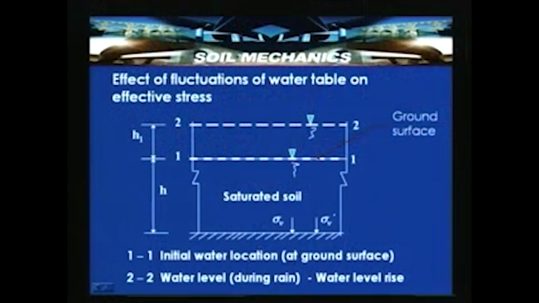So, let us consider a saturated soil mass of thickness h, and height of water table above the ground surface, say h1. This h1 results because during heavy rain the water table rose from ground surface to a height h1. So, this level 1 represents the initial water table location at ground surface, and 2 is the water level location during rain, that is, water level rises because of the incessant rain. Let us see how this can change the effective stresses.